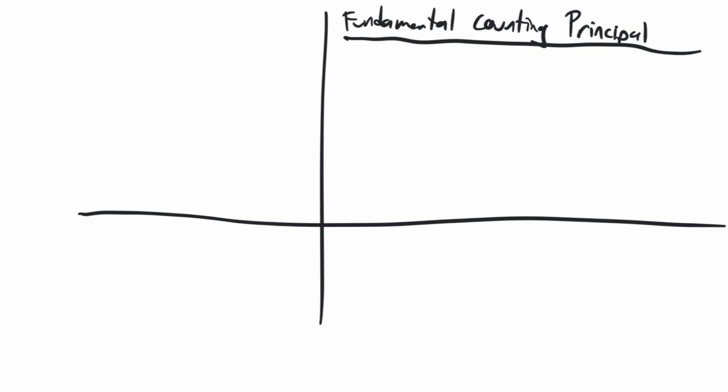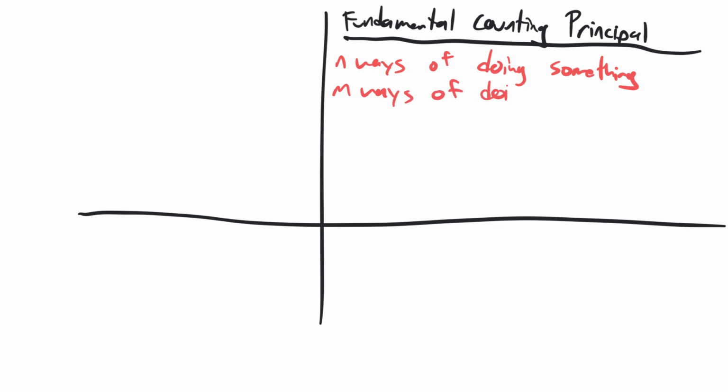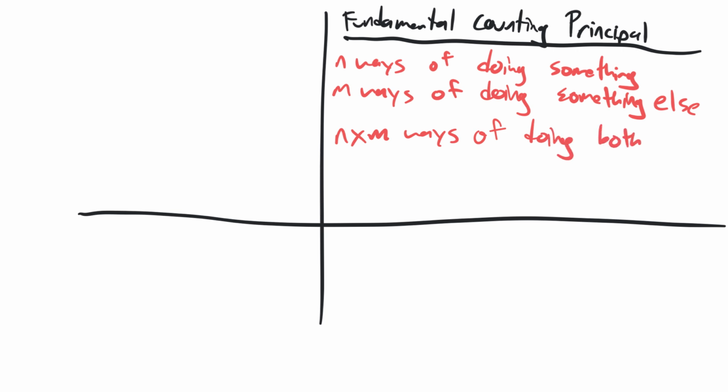And we learned that if there are n ways of doing something, and m ways of doing something else, then there are n times m ways of doing both actions.